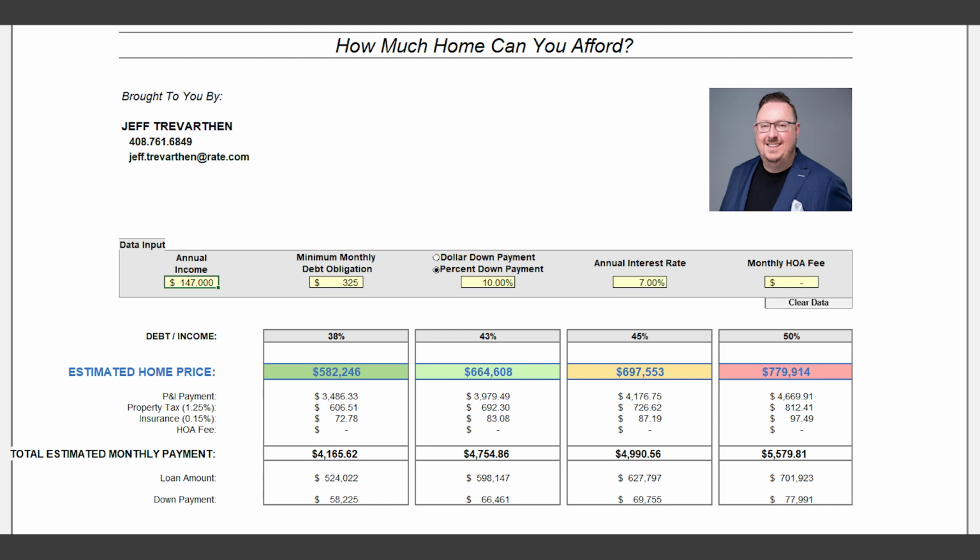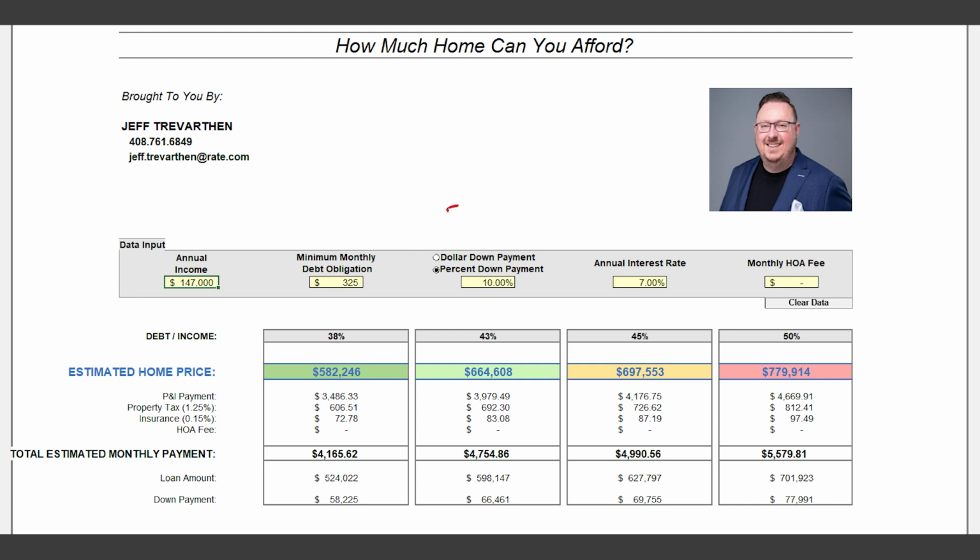And then for the minimum monthly debt obligation, this is car payments, this is student loans, this is credit cards. You want to look at the minimum monthly payment that you have to make every single month and add all those together. And that's the number you're going to put in the minimum monthly debt obligation. So in this instance, I just entered a number of $325. Let's say they have a $325 car payment and then they don't have any credit cards or anything else.